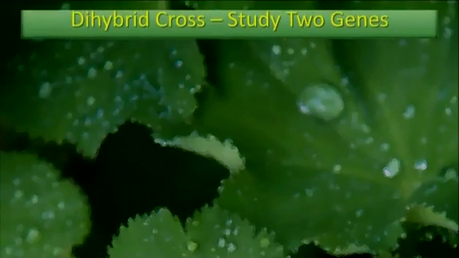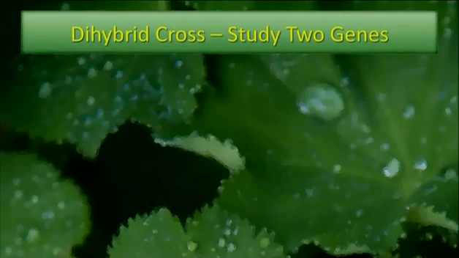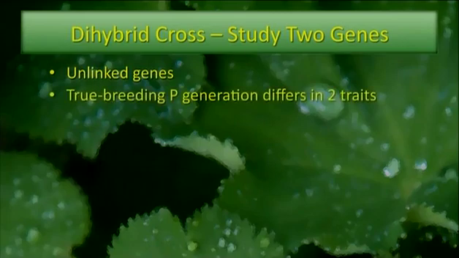Okay? So during a dihybrid cross, you study 2 genes, okay? These 2 genes have to be unlinked genes. That means that these have to be genes on separate chromosomes, okay? So in this dihybrid cross, di means 2, hybrid means, of course, you're crossing 2 different things, right? So it has 2 things. So this true breeding P generation differs in 2 traits, okay?